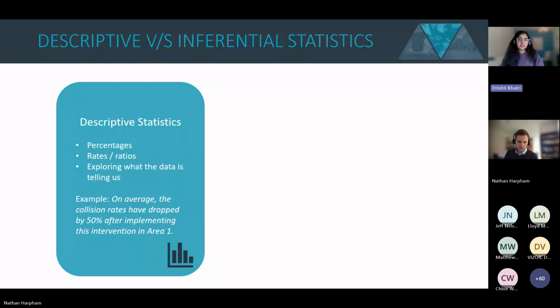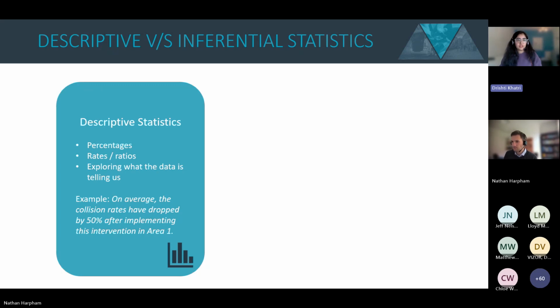So drilling down a bit more into descriptive versus inferential statistics. Descriptive statistics, as the name suggests, is all about describing and exploring what your data is telling you, be it through data visualizations like scatter plots, box plots, or equally through percentages, rates, or ratios. So for example, on this slide, we're looking at, on average, the collision rates have dropped by 50% in Area 1 after implementing an intervention. So that'll be more about describing what the data is.